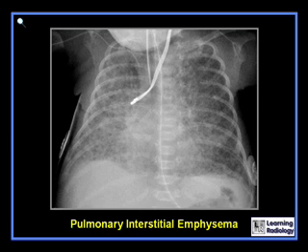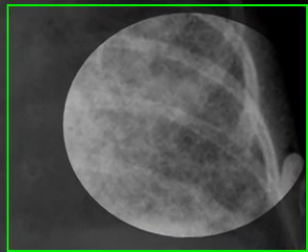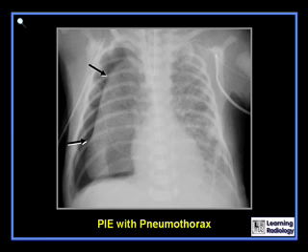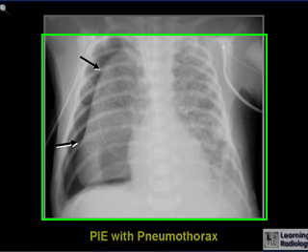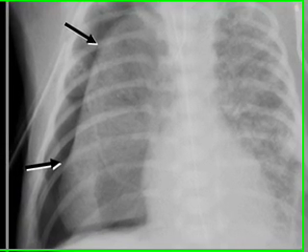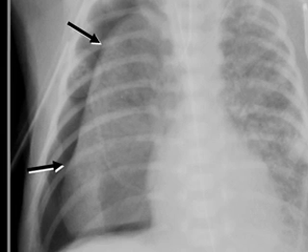This is an example of a premature newborn with pre-existing hyaline membrane disease who developed pulmonary interstitial emphysema. And you can see in the close-up that there are numerous small air bubbles that represent the pulmonary interstitial emphysema. This is another child who had severe and extensive respiratory distress syndrome, who developed pulmonary interstitial emphysema and then developed this right-sided pneumothorax, which is indicated by the black arrows.